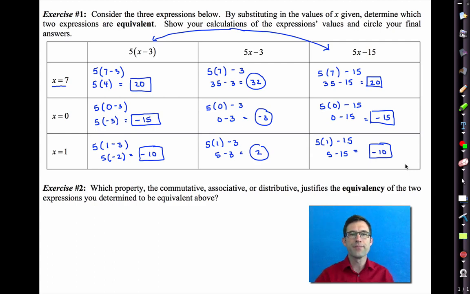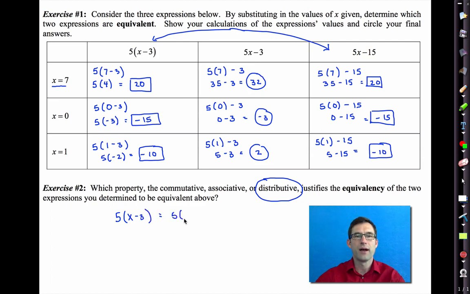Well, hopefully you said the distributive property. All right, because the distributive property says that if we've got 5 times the quantity x minus 3, that will be the same as 5 times x minus 5 times 3, right? So we distribute that multiplication. Sometimes teachers will show that with little arrows like this. I know I will over the span of this course.